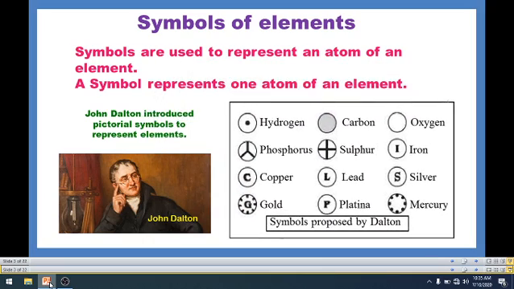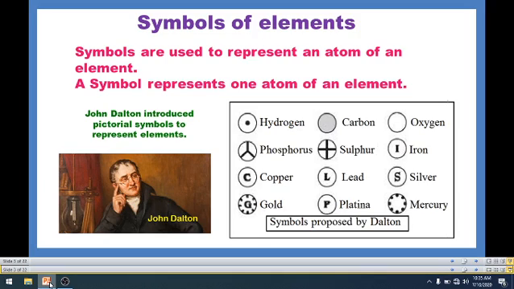Symbols of elements. Till date, 118 elements are known, and it is hard for us to memorize the names with correct spelling, and inconvenient to use the name of the element wherever it is necessary. So that's why scientists introduced symbols to represent an atom of an element. A symbol represents one atom of an element.